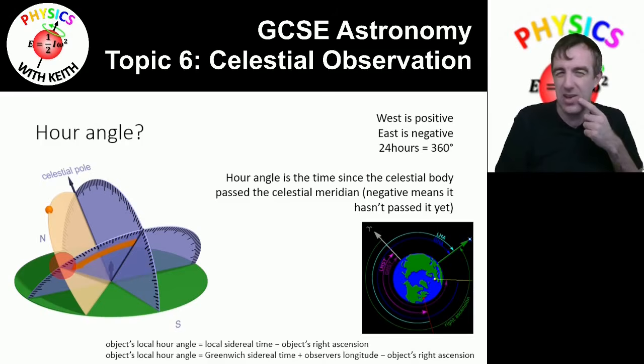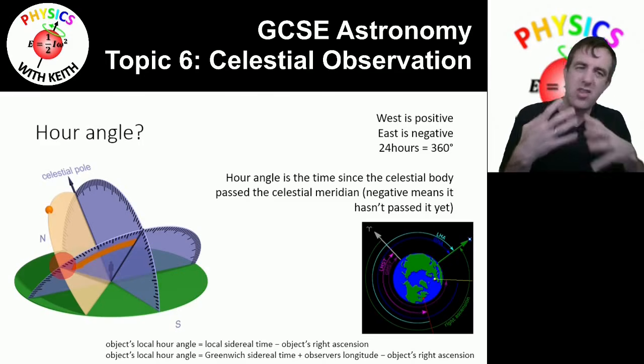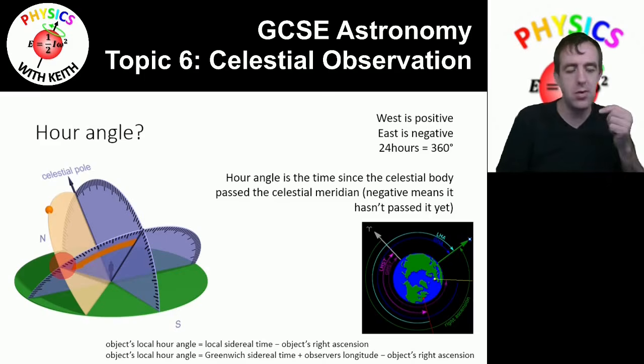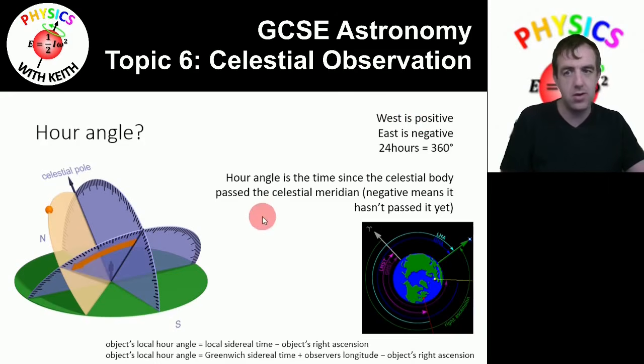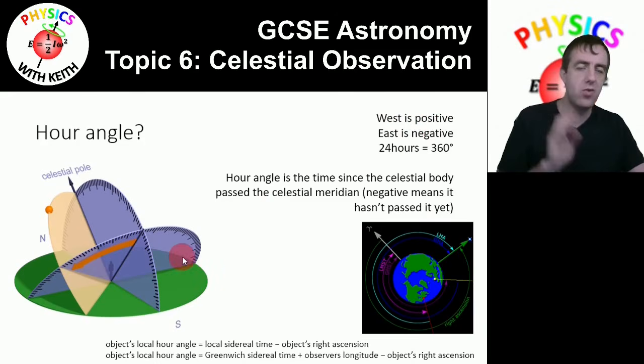It's not quite right, is it? 24 hours is a mean solar day, but a mean sidereal day is 23 hours and 56 minutes, which is equal to 360 degrees. For these sorts of questions, you can get away with 24 hours. So by convention, we say a time or an angle which is positive is a westward angle, like you can see here. Negative would be an eastward angle.